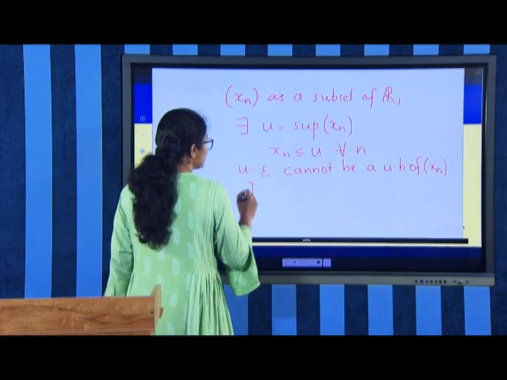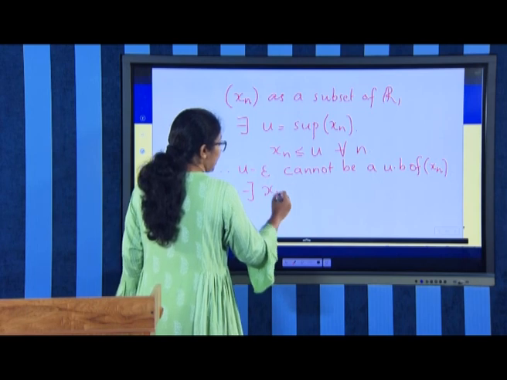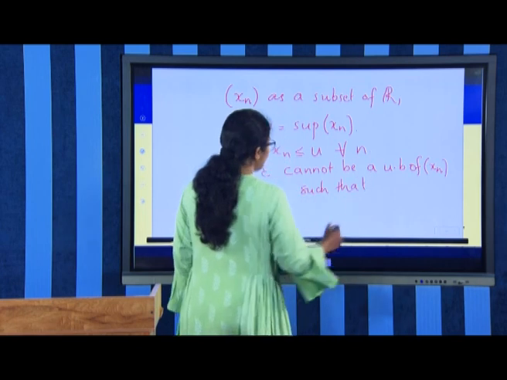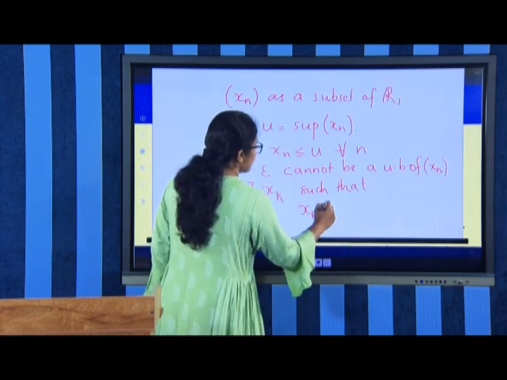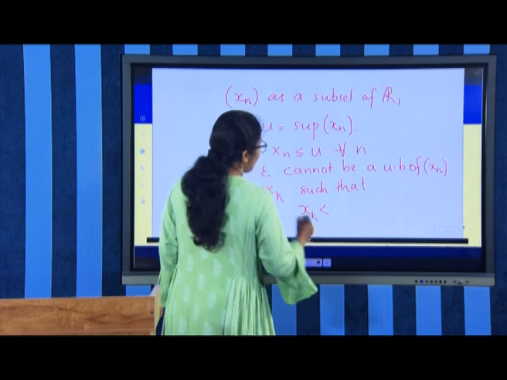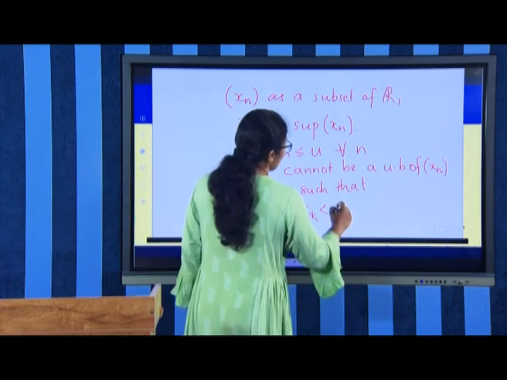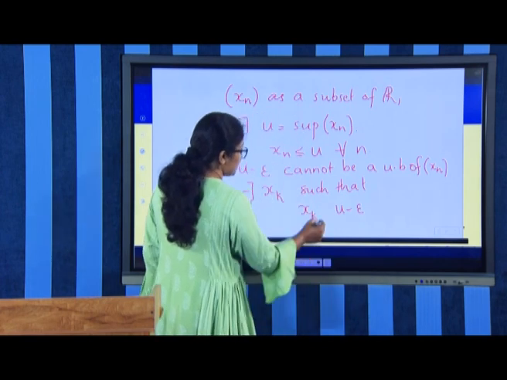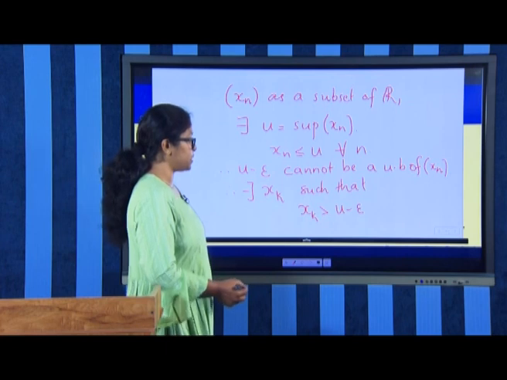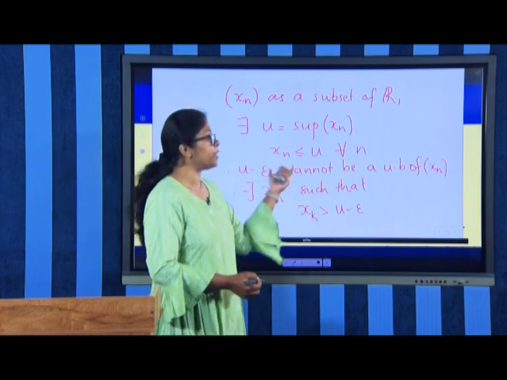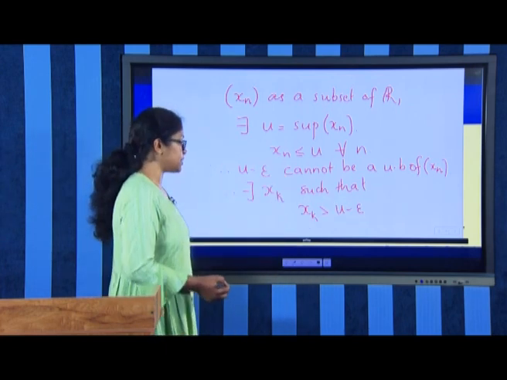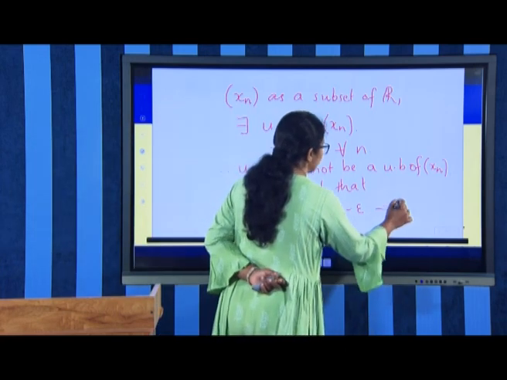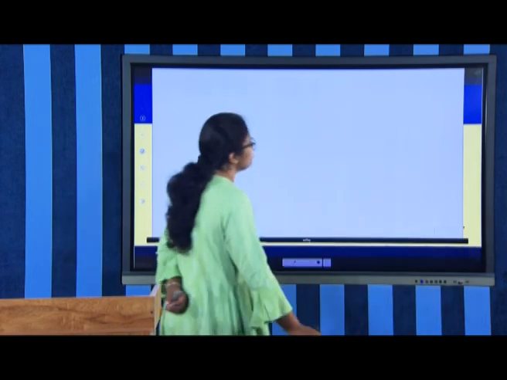Therefore, there exists some xk such that xk is greater than U minus epsilon. It is not less than, it should be greater than U minus epsilon, because U minus epsilon cannot be an upper bound of the sequence xn. So, xk is greater than U minus epsilon, we got a result. Name it as inequality number 1.